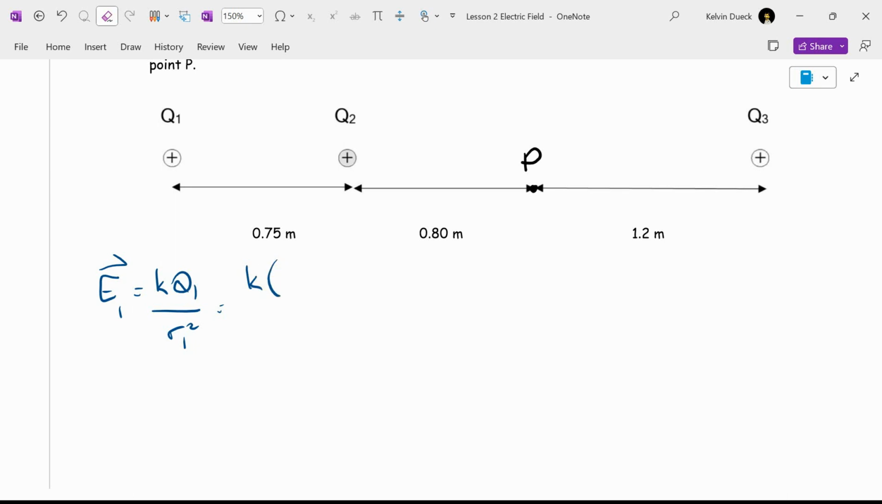Adam, I've scrolled down. What was Q1? 12 times 10 to the negative 6, all over. What's R1? Really, dude? I can't believe I got you there. Look at the picture carefully. What's R1? How far is Q1 from point P? Yes, 1.55. I guarantee I will try and trick you like that. And in fact, if it was multiple choice, I'd probably make that answer A, just to really taunt you.